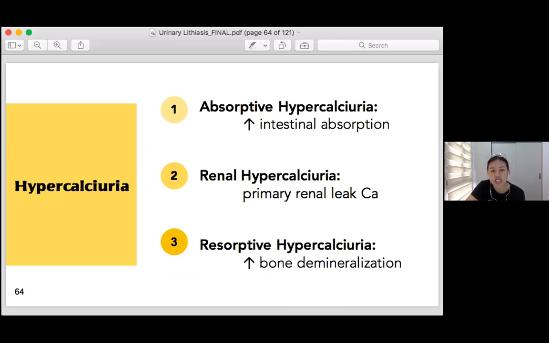And in 1974, Pak et al. divided the hypercalciuria by its 3 distinct pathophysiological abnormalities. First is absorptive hypercalciuria, which is due to an increase in intestinal absorption. Next is renal hypercalciuria, which is due to a primary renal leak of calcium. And third is resorptive hypercalciuria, which is due to increased bone demineralization.